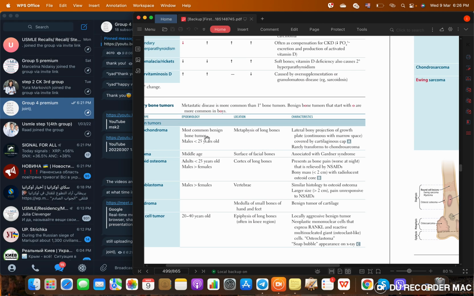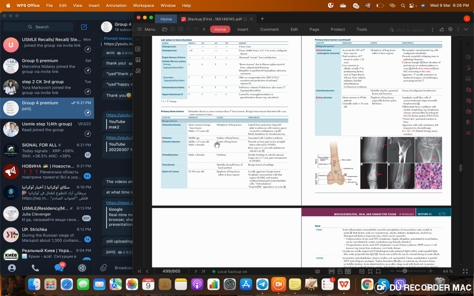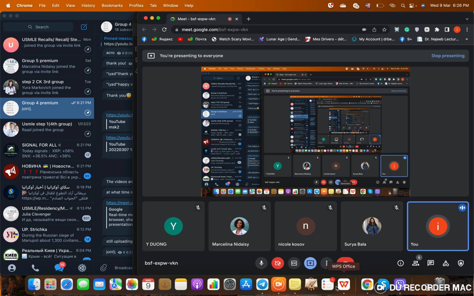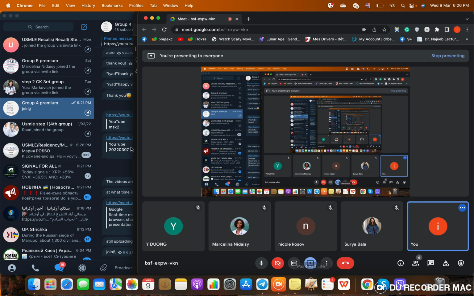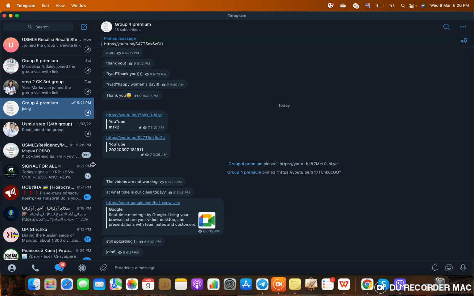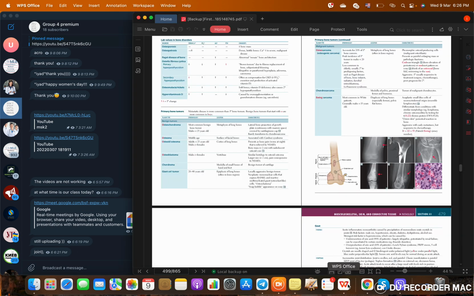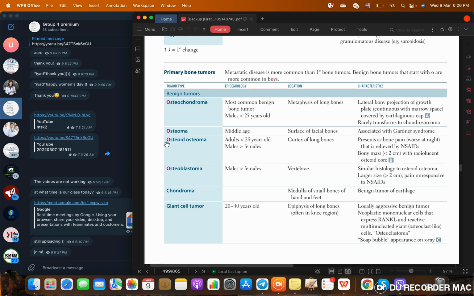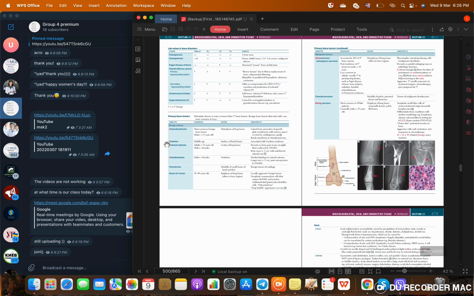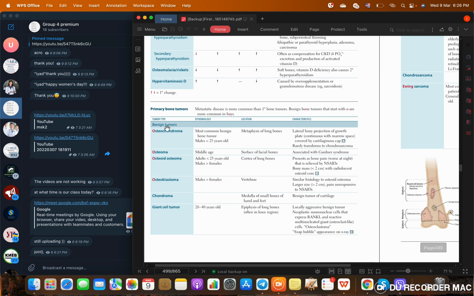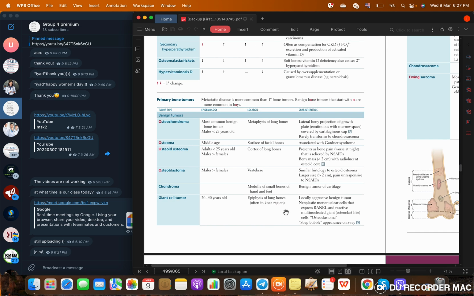So we are going to speak about different types of tumors of the bone and different types of tumors of the cartilage. And I'm not sure if we are going to speak about the tumors of the muscles. It's not mentioned, but I will tell you about it. So primary bone tumors and secondary bone tumors. Secondary bone tumors are much more common.